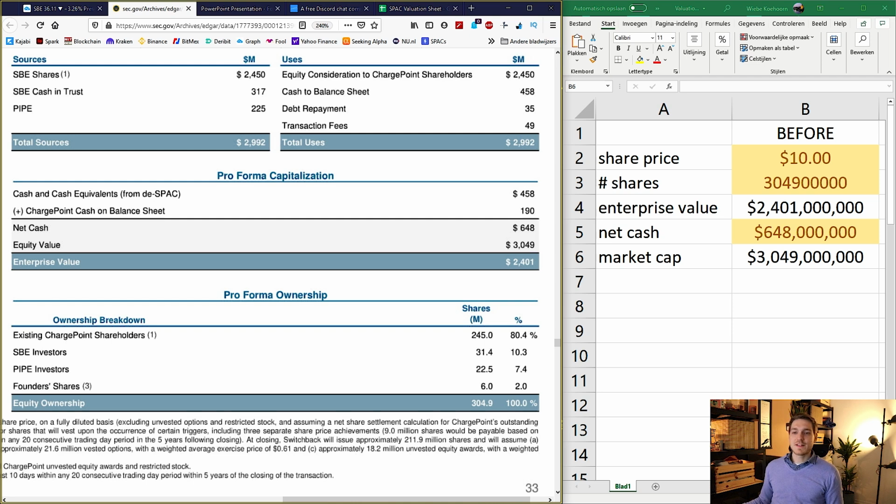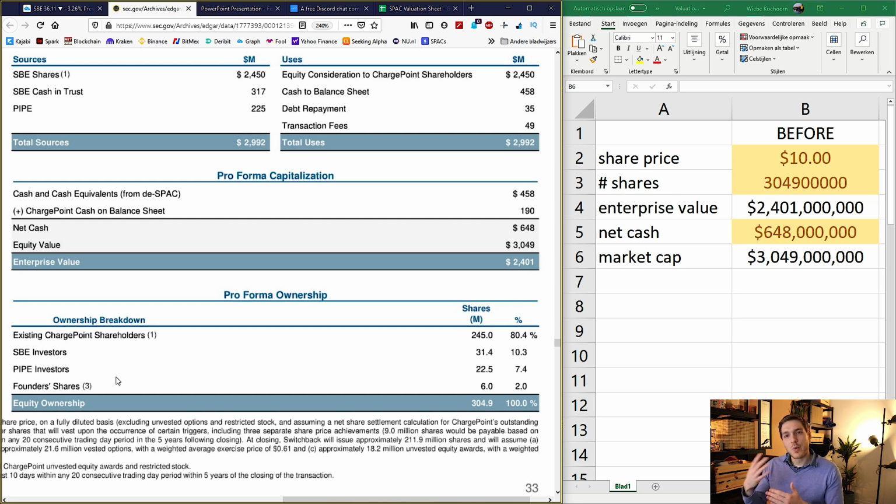So pro forma, again, what does that mean? Pro forma means all the shares after the merger has been completed, all the outstanding shares after the merger has been completed, not just the shares from the SPAC, but also from all the other shareholders around the company. In this case, we can see ChargePoint shareholders, so shares of ChargePoint, the company that is going to be acquired by the SPAC. And then SBE investors, so investors that are investing in the SPAC. PIPE investors, which are like private investors, people with a lot of money that actually want to put money in this company as well. And then founder shares, these are shares of the SPAC founders.